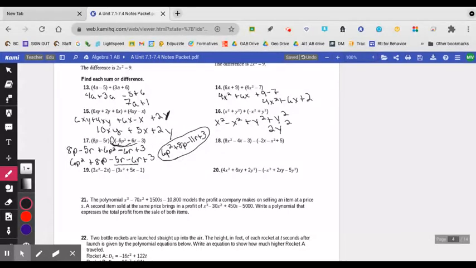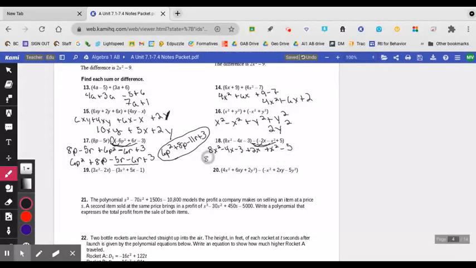So 18, again, I rewrite the first parenthesis, then distribute my minus sign. So it's negative times the negative 2x, which is positive 2x. Negative times negative x squared is plus x squared. And negative times positive 5 is minus 5.